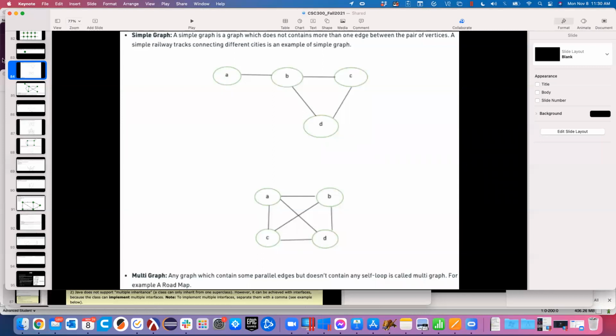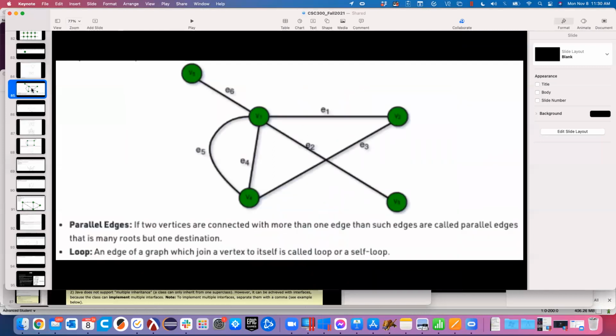So here's an example of something with a loop. A loop is an edge of a graph which joins a vertex to itself. It is called a loop or a self loop. All right, so something that would loop back on itself would be considered a loop. Also, you can have a loop where it literally loops back on itself.